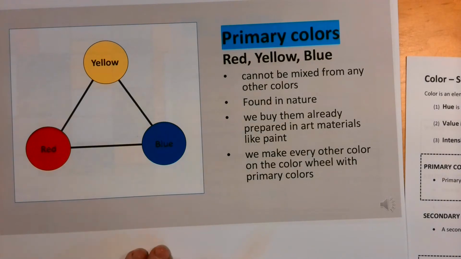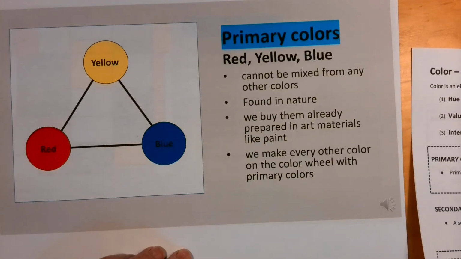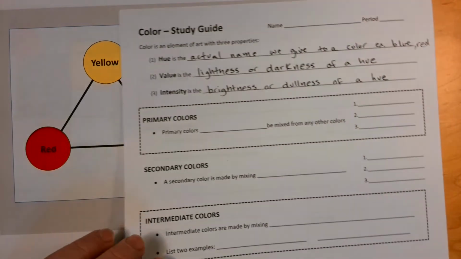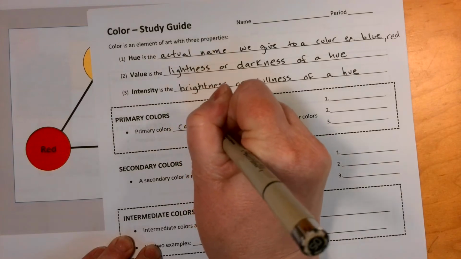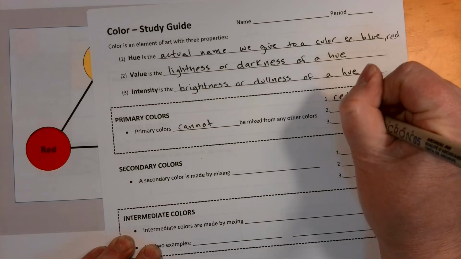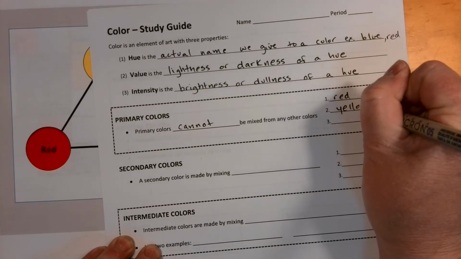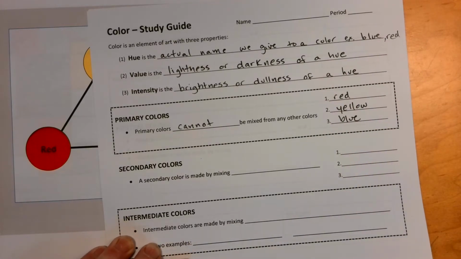So primary colors are red, yellow, and blue. These colors cannot be mixed from any other colors. They're found in nature. We buy them already prepared in art materials like paint, and we make every other color on the color wheel with primary colors. So on our study guide, primary colors cannot be mixed from any other colors. They are red, yellow, and blue. So red, yellow, blue is the primary crew.